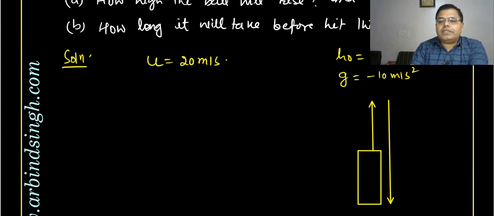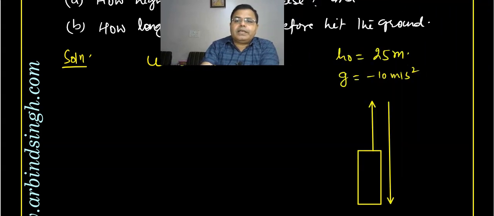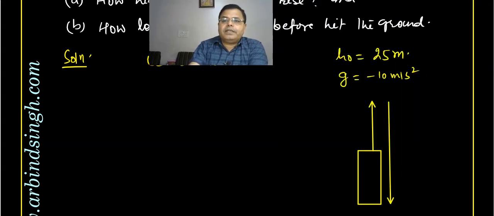In both the cases, the uniform acceleration acting on the body is 10 meter per second square. So we can consider this is the point that is 25 meter above the ground. So this distance is 25 meter, this is the building, and the point of launch is here only, so this distance is 25 meter. This is the height of the building.